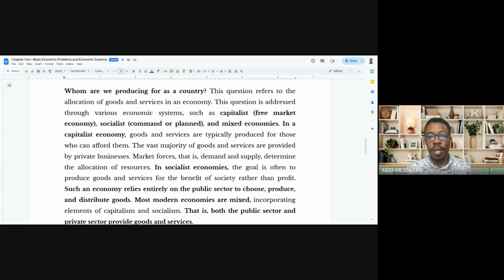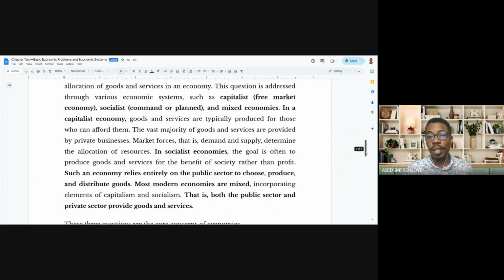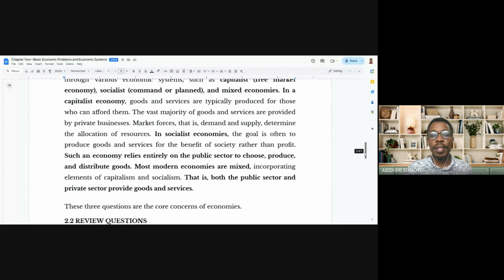In socialist economies, the goal is often to produce goods and services for the benefit of society rather than profit. Such an economy relies entirely on the public sector to choose, produce, and distribute goods. Most modern economies are mixed, incorporating elements of capitalism and socialism. That is, both the public sector and the private sector provide goods and services.